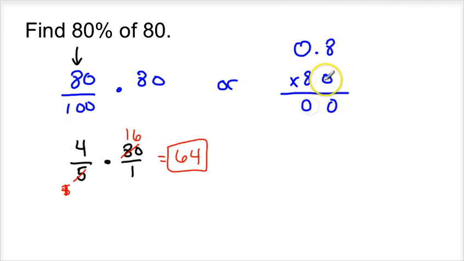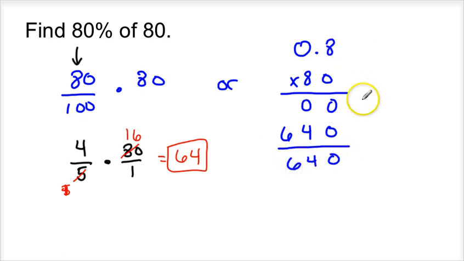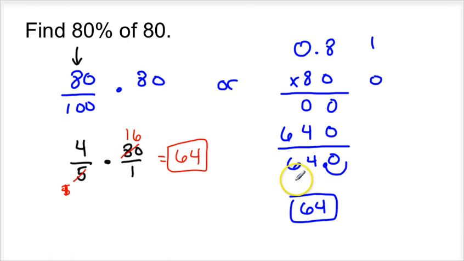0, 0, 8 times 8 is 64, putting my placeholder here. So I get 0, 4, 6. And then 1 decimal on my top number, 0 on the bottom, moving my decimal over 1 time, getting an answer of 64. Again, the choice is yours, whether you use decimals or fractions, but it's good to know both.